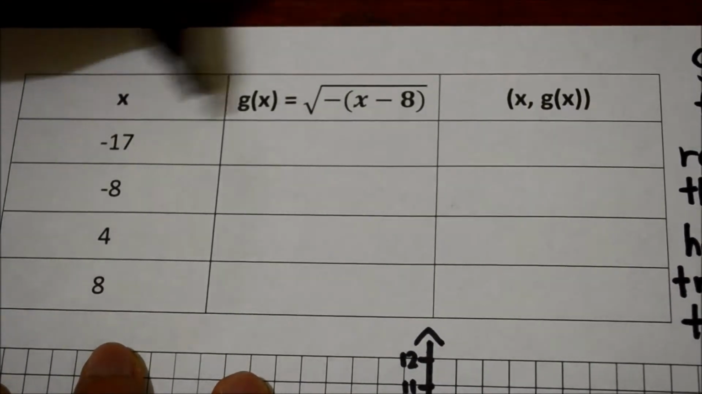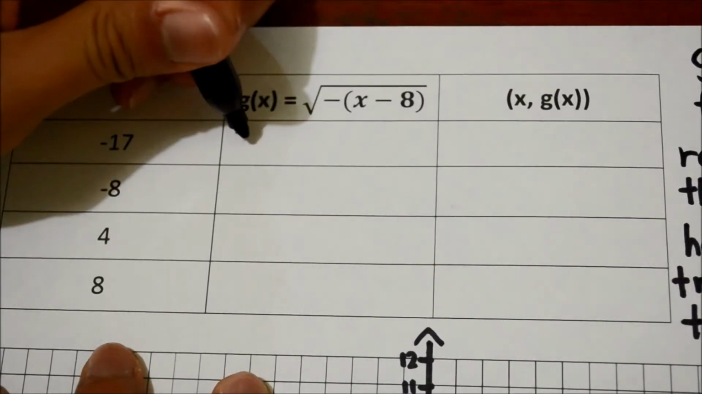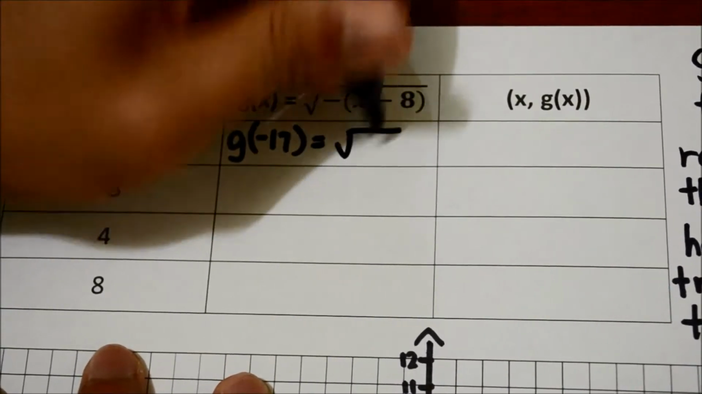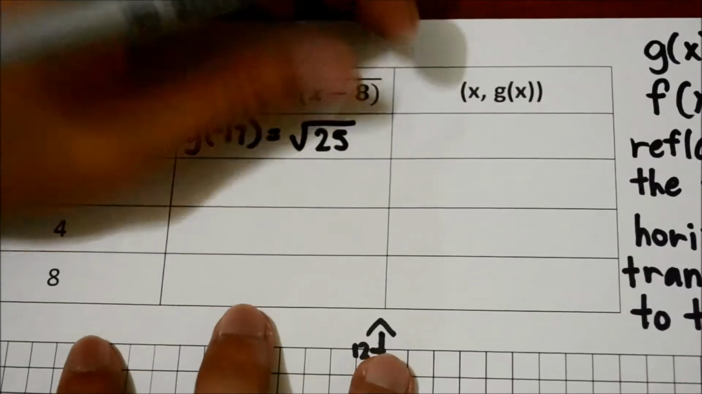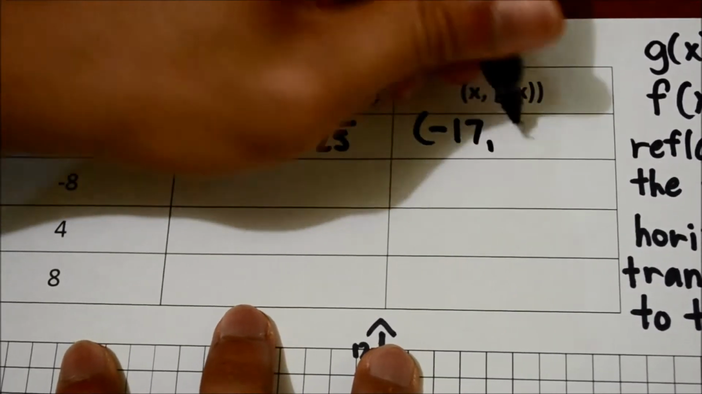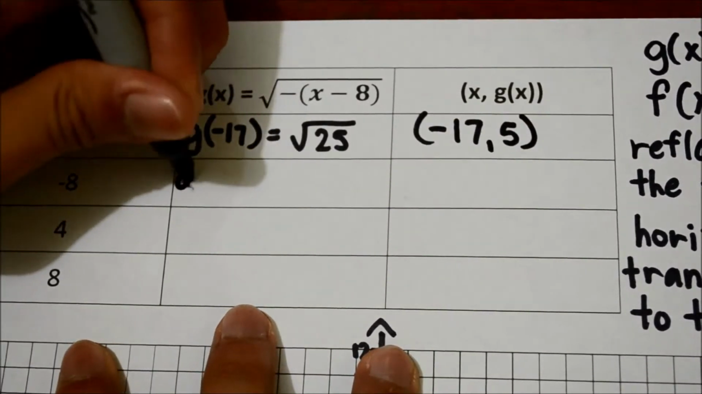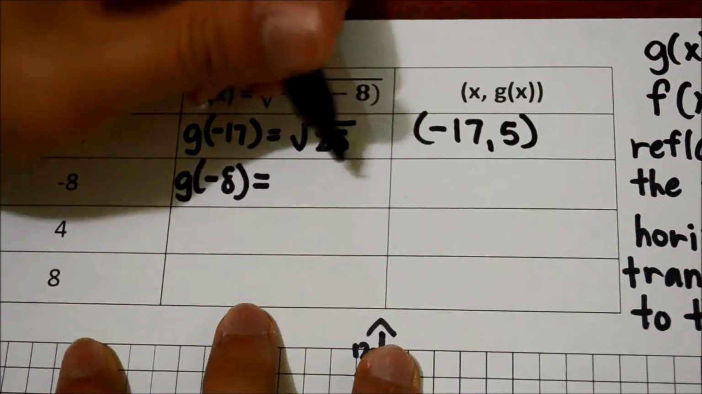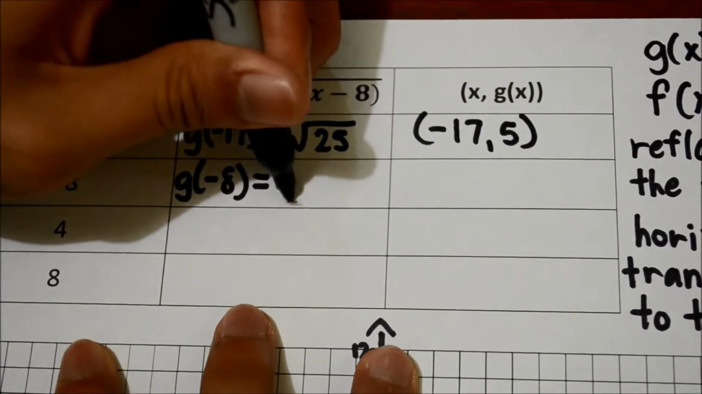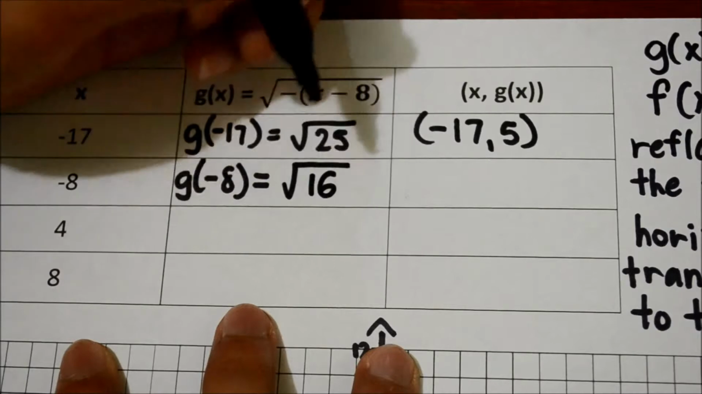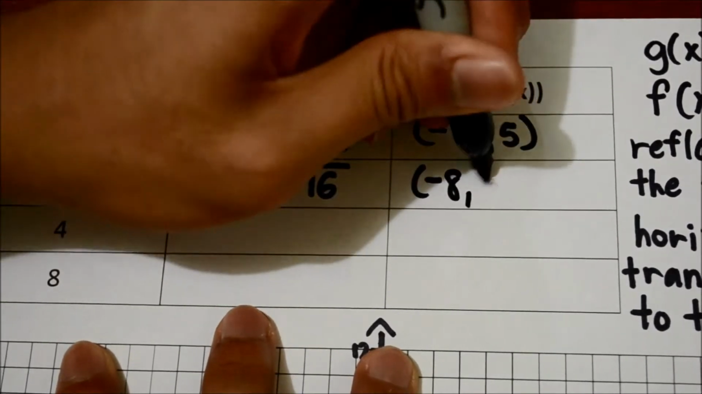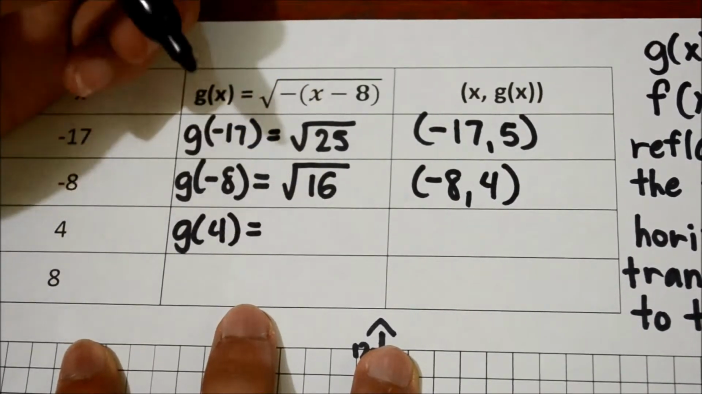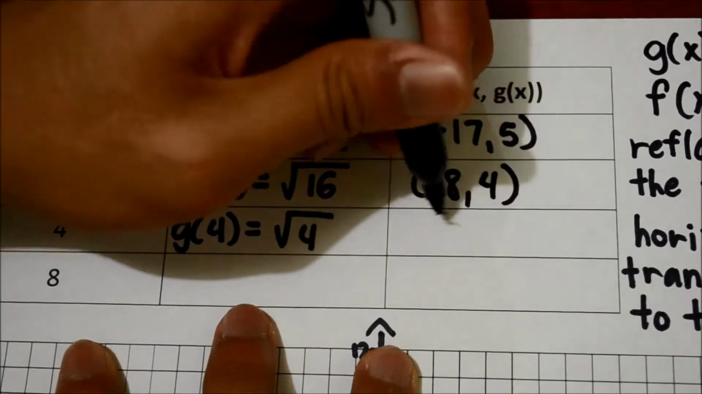If we substitute negative 17 into this equation, g of negative 17 is equal to the square root of 25, which leads to 5, so the point is negative 17, 5. For this one, g of negative 8 is equal to the square root of 16, which leads to 4. For this one, g of negative 4 is equal to the square root of 4, which leads to 2.